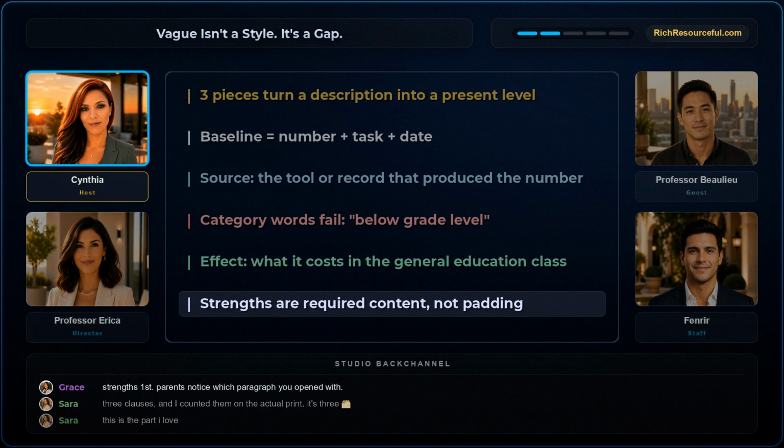A federal rule governs where your baseline may come from, and it rules out the shortcut most people reach for first. Wait until you hear which one.